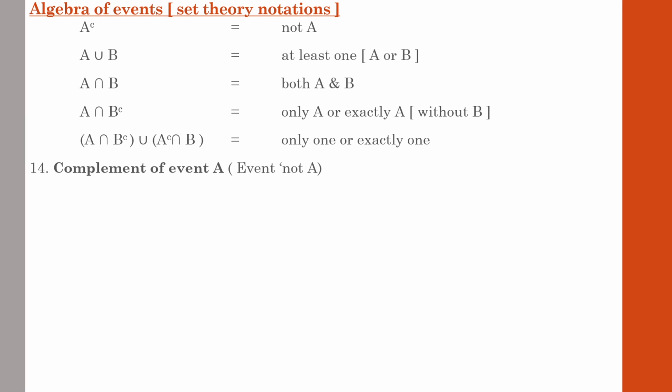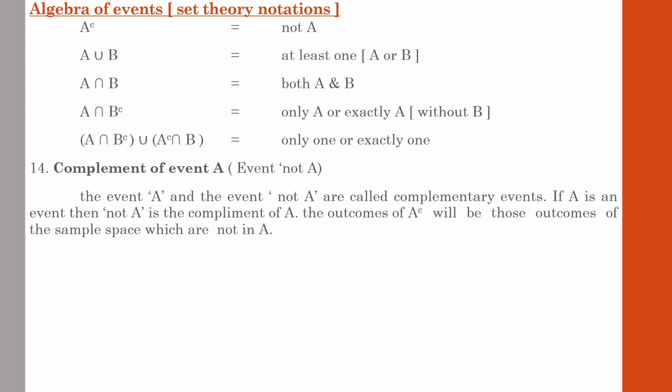Complement of event A. For the time being we are using the name A, actually meaning complement. Complement of an event A means A raised to C. Whenever A raised to C appears, what is the meaning? It doesn't include A. So the event does not include A. The event A and the event not A are called complementary events. If A is an event, then not A is the complement of A.